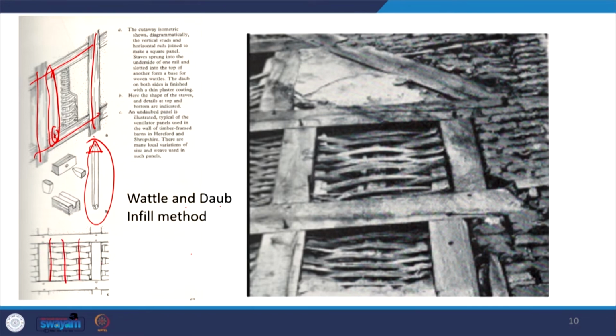Then the wattle is woven in alternate directions, one onto this side and the other onto that side, so a pattern is also created. At the bottom of this stave, this is the detail of how the stave sits, and at the top there is a groove above, and it is fixed into it. Once this is done, the infill material, whether a thin plaster coating, will be filled from both sides.